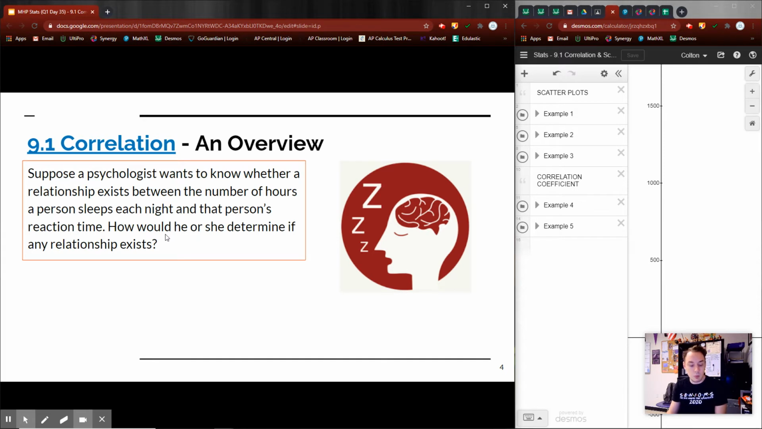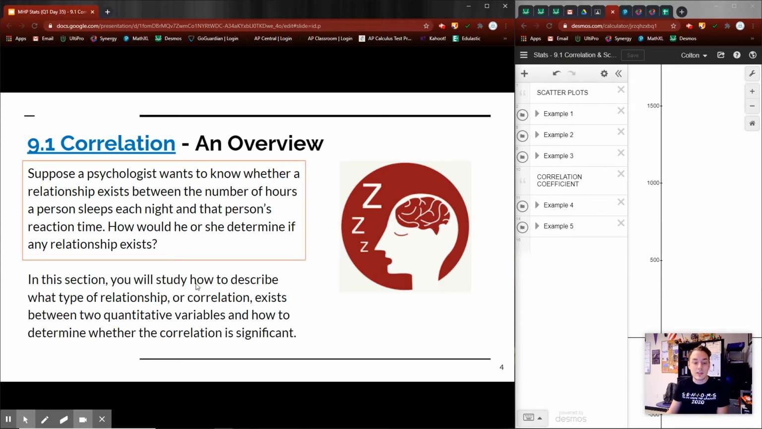Suppose a psychologist wants to know whether a relationship exists between the number of hours a person sleeps each night and that person's reaction time. How would he or she determine if any relationship exists? Let's think about it. How would he or she determine if any relationship exists? Well, of course, you're going to suggest a statistical experiment, right? In this section, you will study how to describe what type of relationship or correlation exists between two quantitative variables.